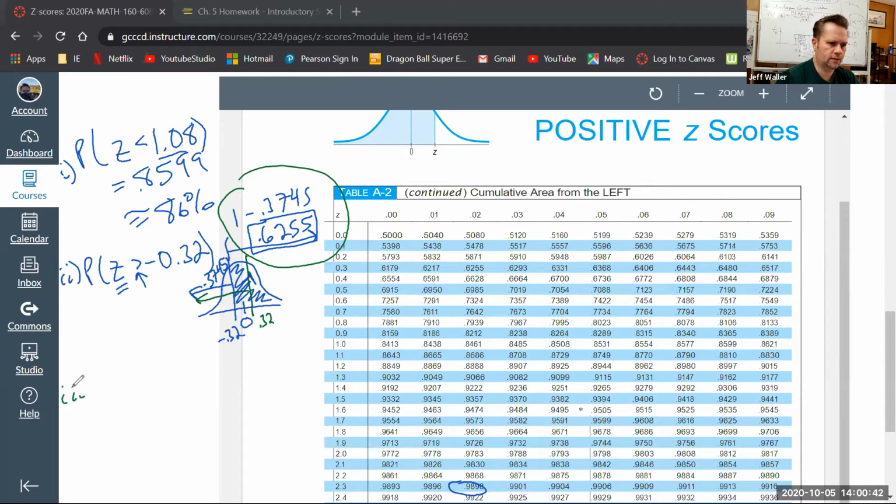Here, you guys take a minute and figure out what the probability of z greater than 1.16 is. Jiminy Jeebus, wow. There's a lot going on.